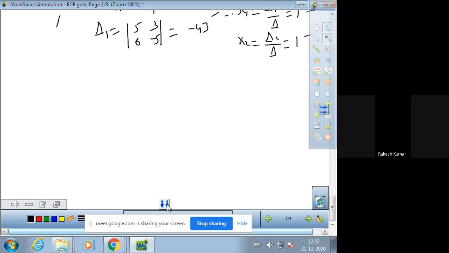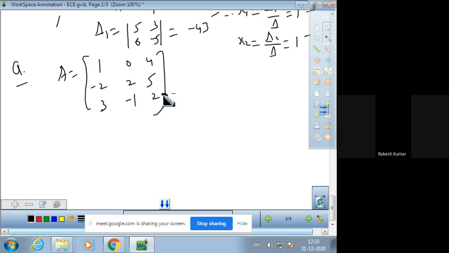Now you know how to find the inverse of a matrix by taking the adjoint, and you can compute the inverse. So we have a matrix A with first row 1, 0, 4, second row minus 2, 5, and third row 3, minus 1, 2. So this is a matrix A.